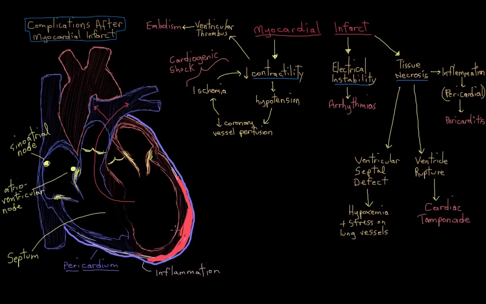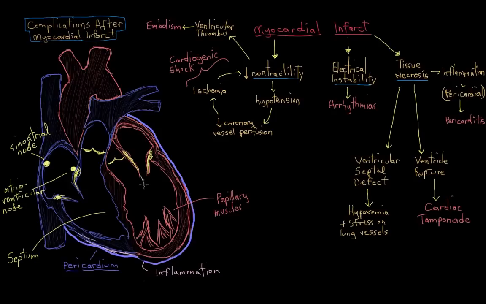Tissue necrosis is not done yet though. One of the more common issues that happens as a result of tissue necrosis is this here. You've got these muscles in the bottoms of your ventricles called your papillary muscles. And what your papillary muscles do is they hold onto the cusps of your valves, the flaps of your valves, using these structures called chordae tendinae. They're these tough, durable, string-like things.